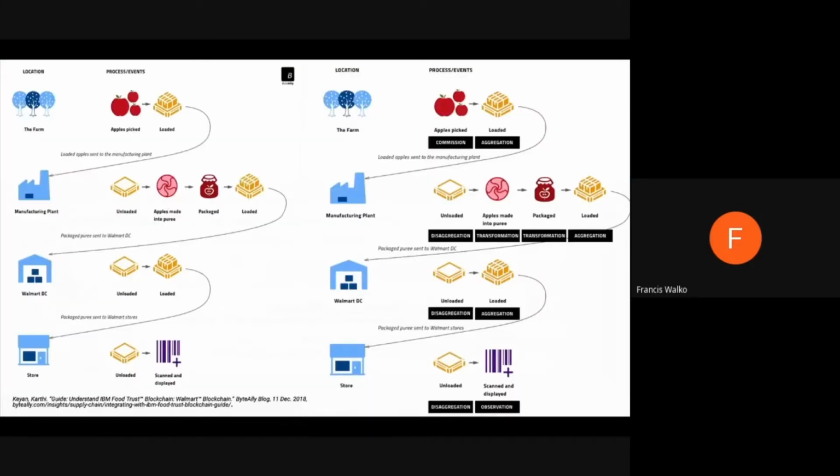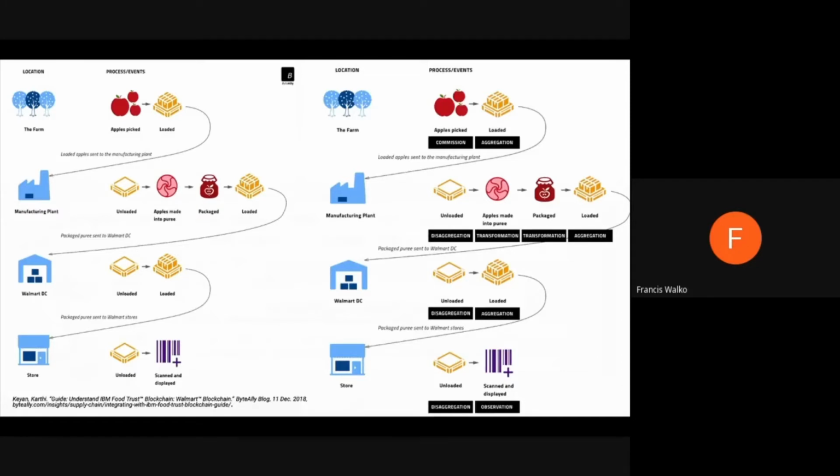Here is a quick sample of a food item moving through IBM's Food Trust. In this example, it's an apple moving to apple puree. As you can see, there's a flow chart of how a food item arrives, in this case, from the farm to the manufacturing plant to, in this example, the Walmart warehouse, and then to the store. It shows every step along the way of the apple getting loaded, unloaded, being transformed, and how it is recorded.